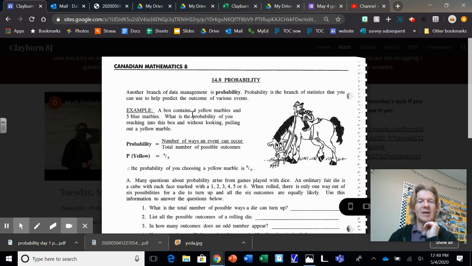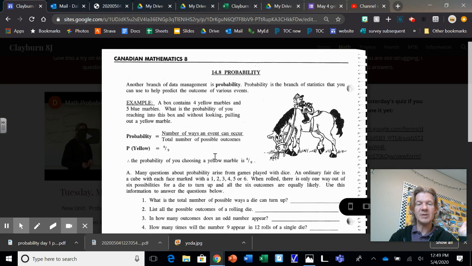This one says a box contains 4 yellow marbles and 5 blue marbles. So in total, there's 9 marbles. That means the bottom number has to be 9. And the probability of getting yellow, well, there's 4 yellows in here out of a total of 9. So the probability is 4 out of 9. Now, if I want to make that a percent, I would just go 4 divided by 9 equals, and it would give me a decimal, and then times that by 100, or just 4 divided by 9 times 100, and that gives me 44%. So the probability of yellow is 44%. And then there's some questions here for you to do.